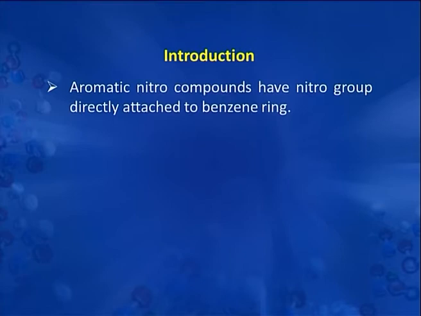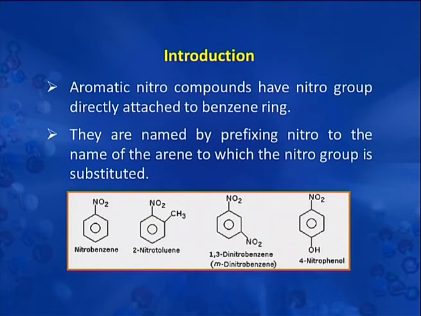In the introduction of nitroarenes, nitroarenes are aromatic nitro compounds. The nitro group is directly attached to the benzene ring. They are named by prefixing nitro to the name of the arene to which the nitro group is substituted. In this case, you can see that the nitro group is attached to benzene, and that is why the name of the molecule is nitrobenzene. Here the nitro group is attached to toluene, so ortho-methyl nitrobenzene is the name of this molecule.